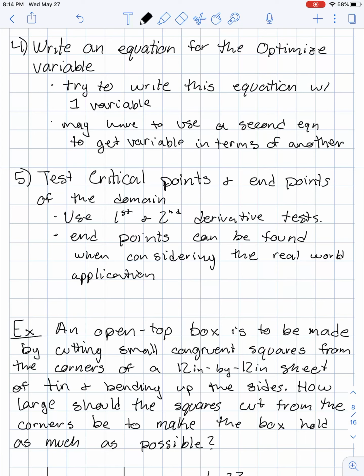We're also going to test our endpoints, obviously, because those can be max and mins as well. Endpoints can be found when considering the real-world application. This first problem we're going to go to, we're going to be cutting a piece of paper, and there's only so much paper we can cut, and I can't cut negative paper. So you kind of have to think about, do negative values exist in this situation? Remember, distance, we can't have a negative distance, but when I'm cutting paper, I can't somehow cut and add paper. That'd be really cool, but we can't do that.